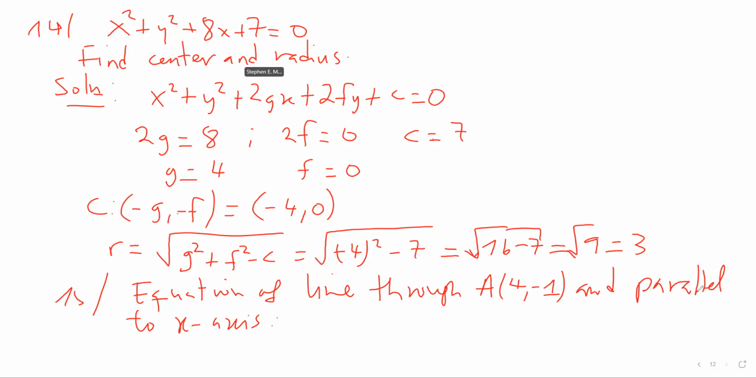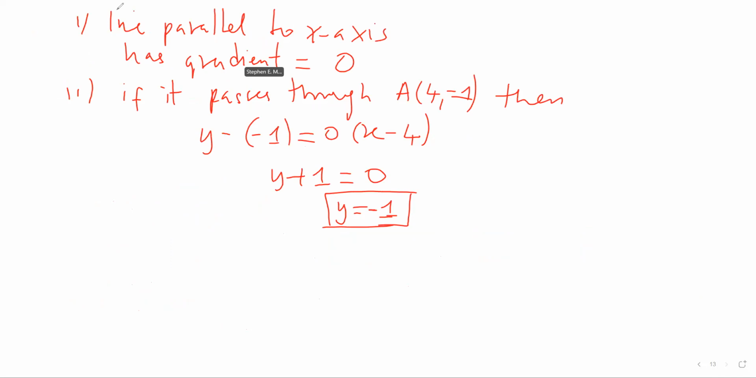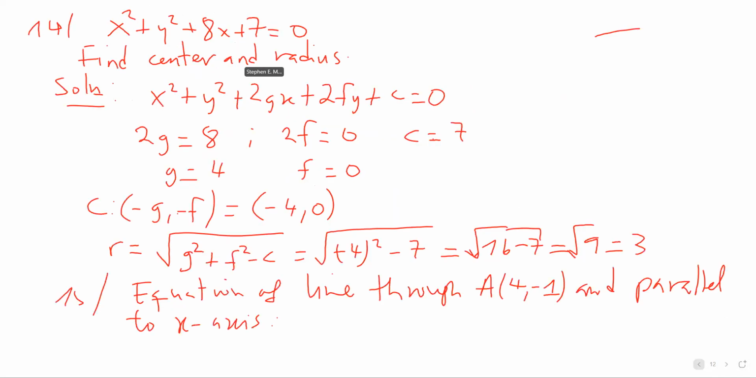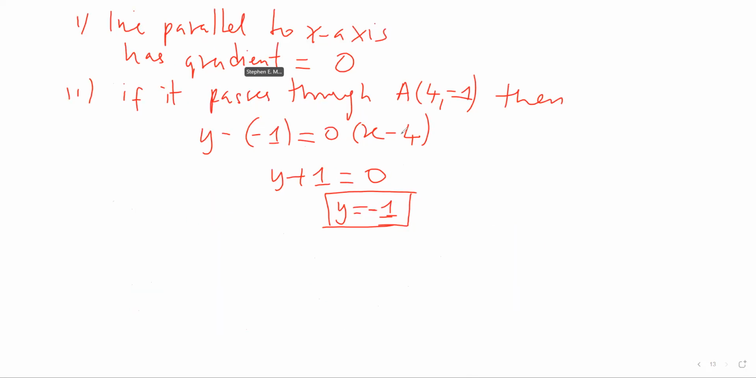Okay, equation of the line through A and parallel to the x-axis. So we want to find the equation of a line which passes through the point A, which is (4, -1), and is parallel to the x-axis. We know that if a line is parallel to the x-axis, then it has gradient 0, since the x-axis basically has gradient 0.